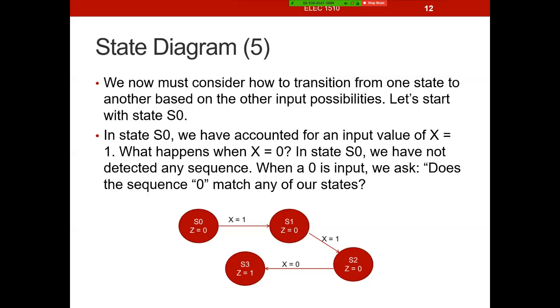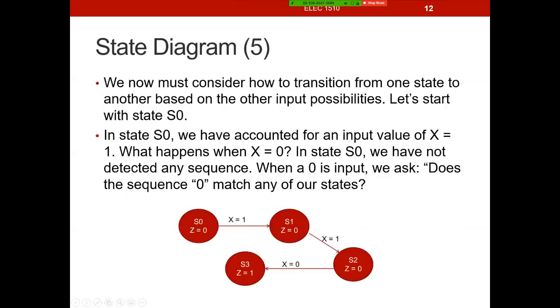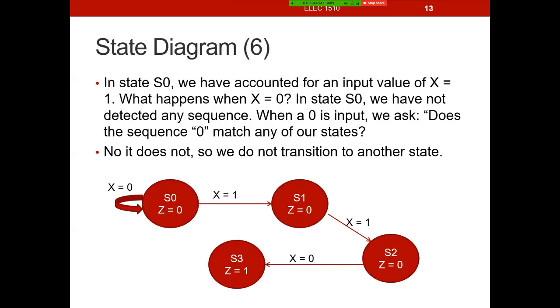What do we want to do? Well, when we have a 0 input, we ask, does the sequence 0 match any of our states? Meaning, in our state description, do any of these states say, I've recognized just the 0 so far? No, they don't. The sequence 0 doesn't match any of our states. S0 is our initial state. S1 says we've seen a 1. State S2 says we've seen a 1, 1. State S3 says we've seen a 1, 1, 0. So when we're in our initial state and our input is 0, we're going to stay in that state.